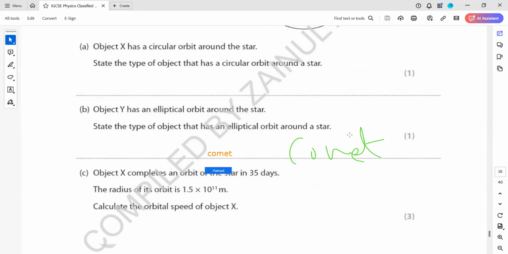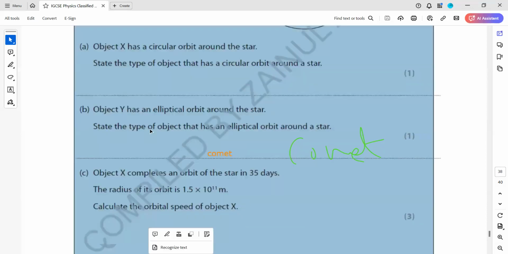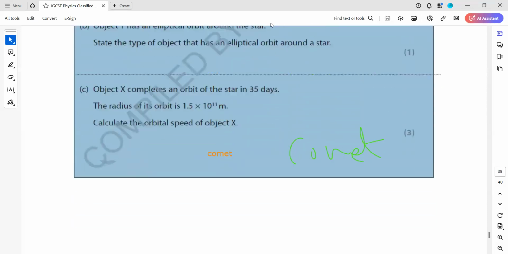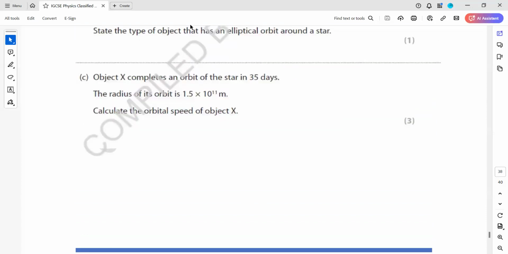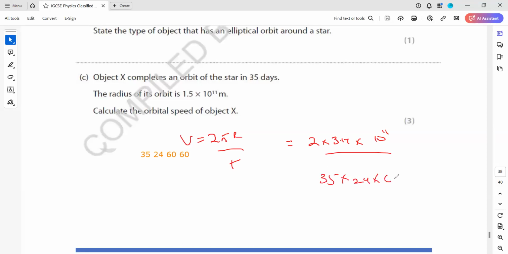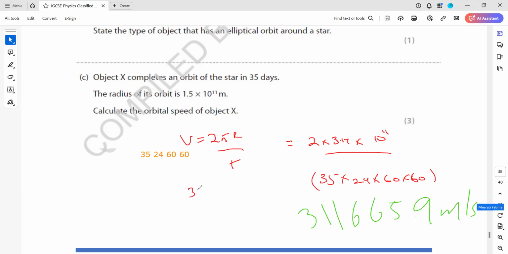Object X completes an orbit in 35 days. We need the orbital speed. The distance is given. So v equals 2πr divided by t. It will be 2 times 3.14 times 10 to the power 11, divided by 35 days converted by multiplying by 24, by 60 and by 60. Our final answer will be in meters per second: 3.12 times 10^5 meters per second.